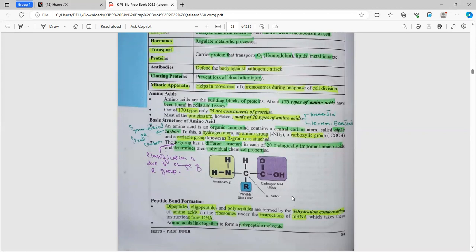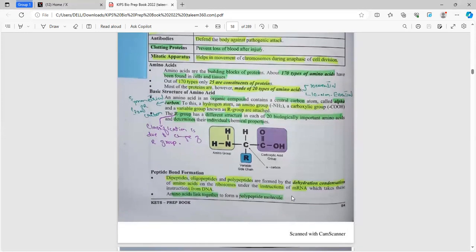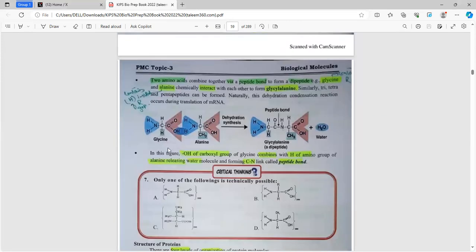Now, how is a peptide bond formed? We need to know that during peptide bond formation, there is always a dehydration reaction going on, in which there is a loss of water. Here is a pretty good example of how two amino acids, glycine and alanine, combine to form glycylalanine with the removal of a water molecule. In this linkage, CO (carbon double bond oxygen) and NH, you have to remember that this is always the linkage for a peptide bond.